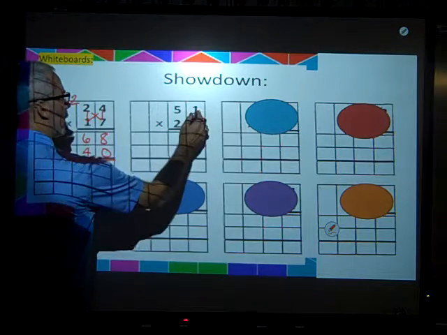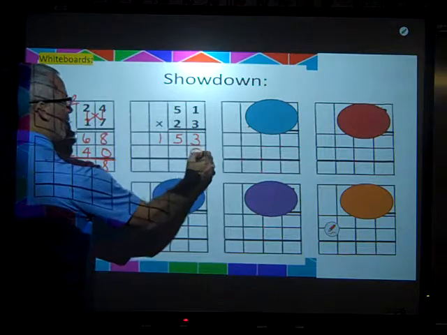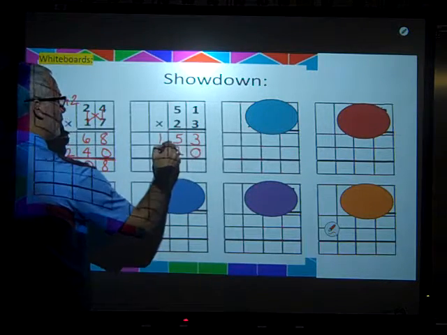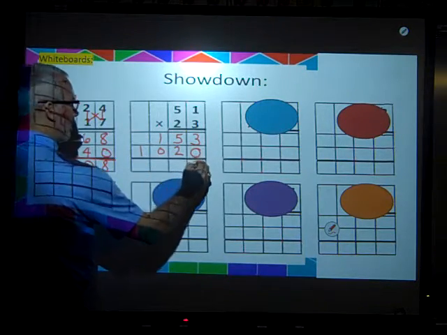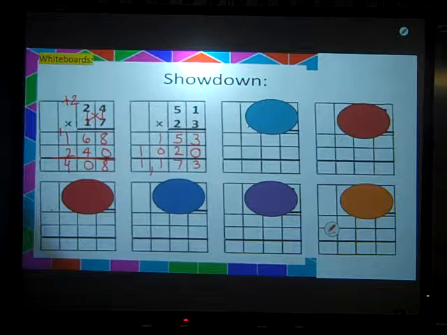Alright, good. So 51 times 3. 3 times 1 is 3. 3 times 5 is 15. Slap a 0 on the end. 2 times 1 is 2. 2 times 5 is 10. I add them up. I get 3, 7, 1, 1, 1,173. Is that what you got? Absolutely. Okay, ready? Third question.